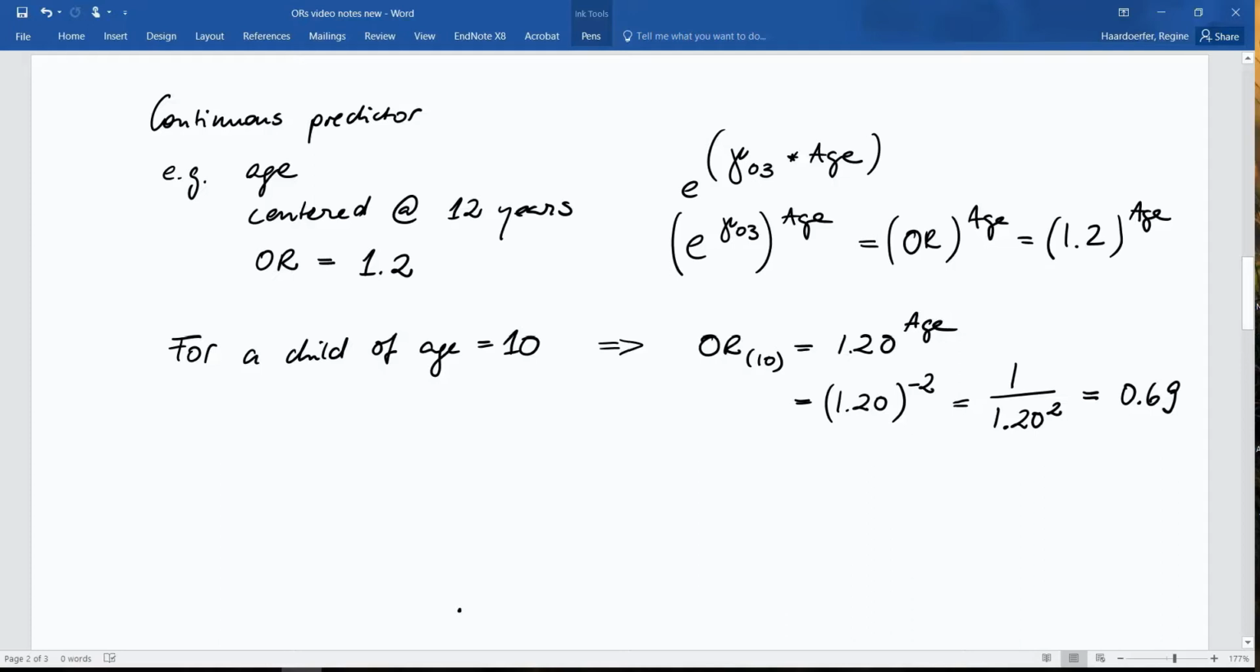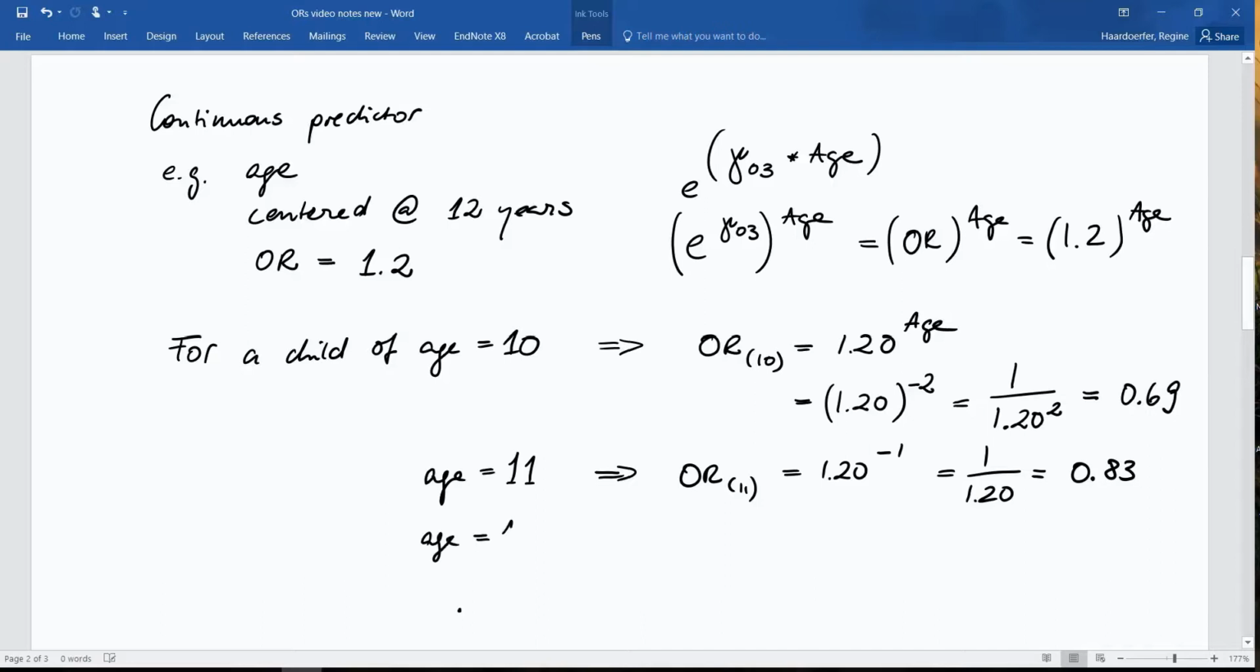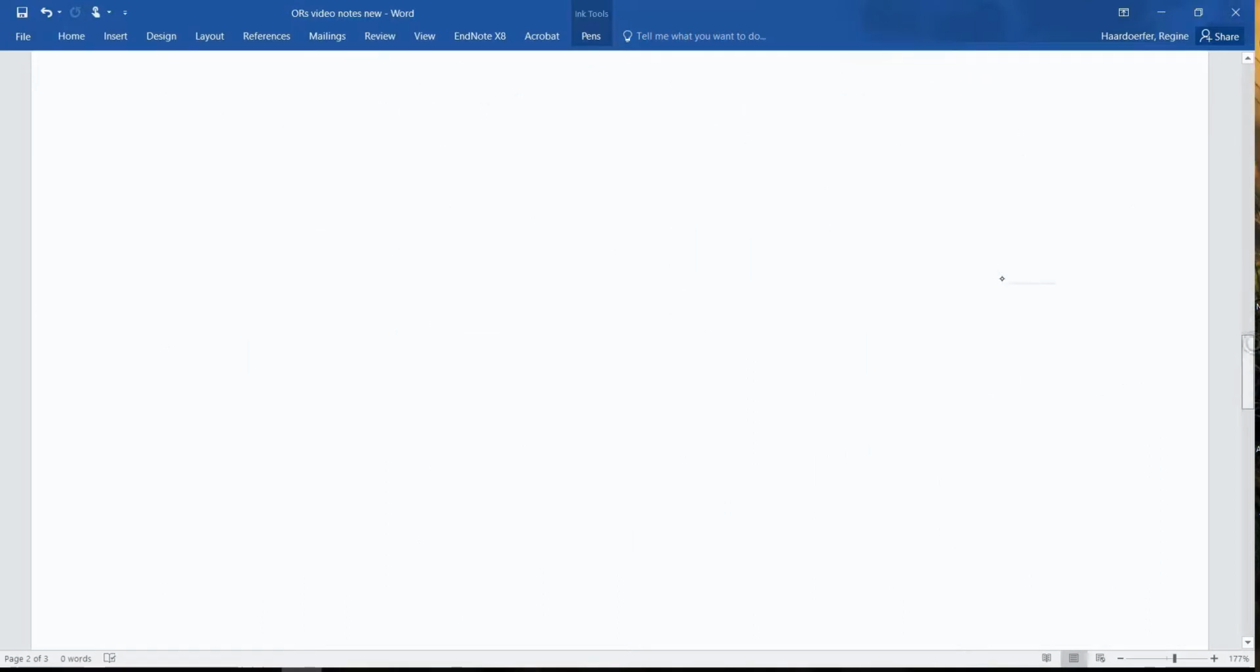for a 10-year-old. So what happens if we have an 11-year-old? We get the odds ratio of an 11-year-old to be 1.20 to the power of -1, which is the same as 1 over 1.20, or if you don't care for the fraction, just the calculator, 0.83. And I'm just going to keep going so that this starts to settle in. So a 12-year-old is just the average age, so that would be coded as 0. So that's our reference odds category, right? So that's what we're getting here.